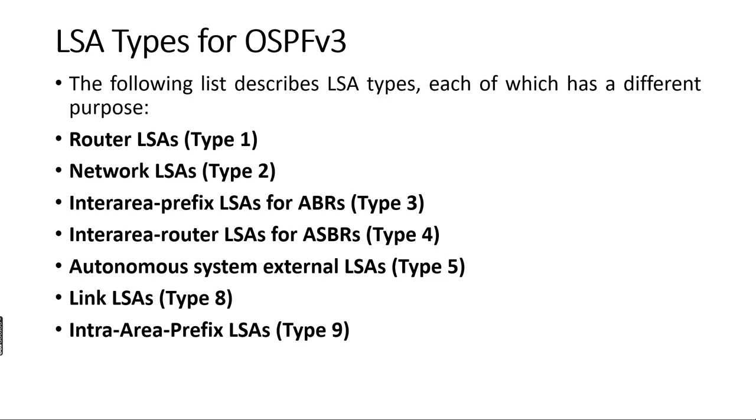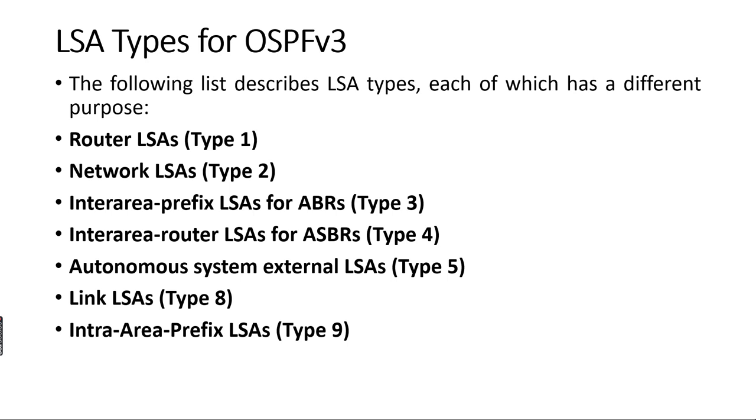Then type 3, which is inter-area prefix LSAs for ABRs. This advertises the internal networks to routers in other areas, which is why it gets the name inter-area. And this type 3 LSA may represent a single network or a set of networks that can be summarized into one advertisement. Only the ABRs, which is the area border router, generate the summary LSAs.